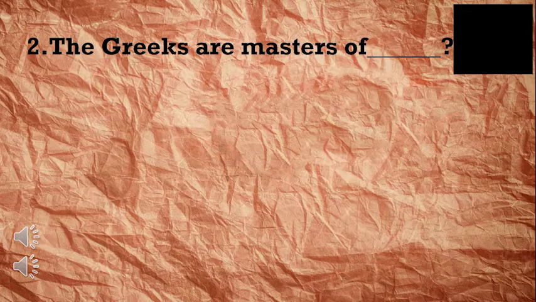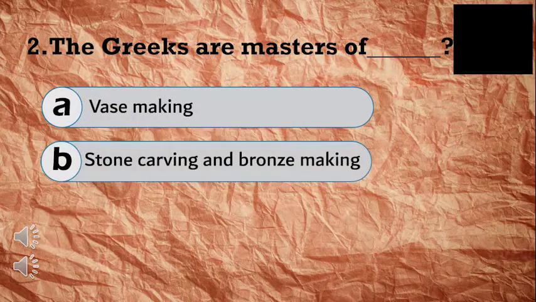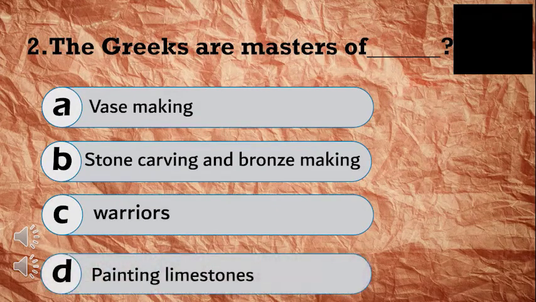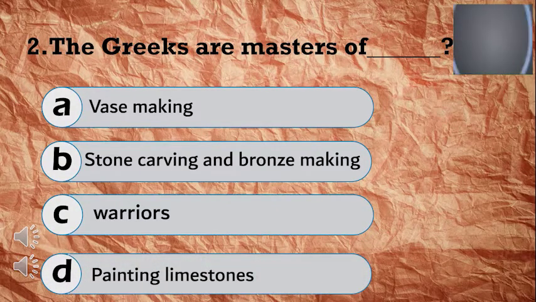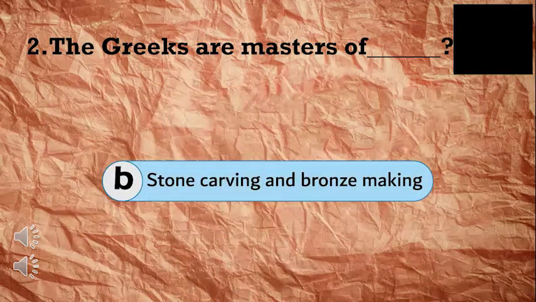2. The Greeks are masters of A. Vase making. B. Stone carving and bronze making. C. Warriors. D. Painting limestones. For this item, the right answer is B. Stone carving and bronze making.